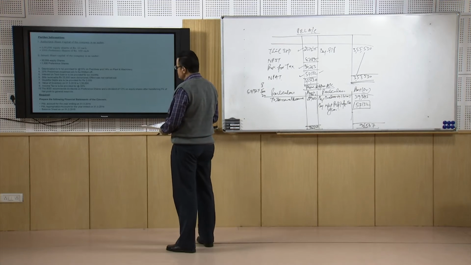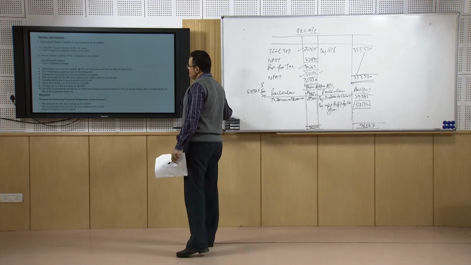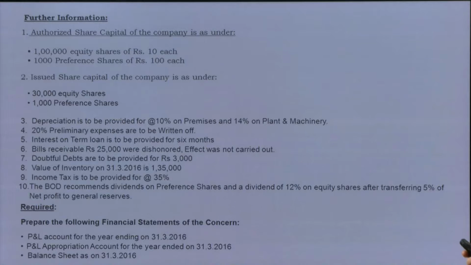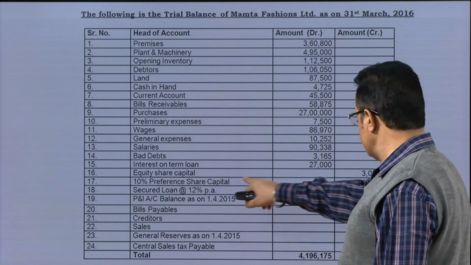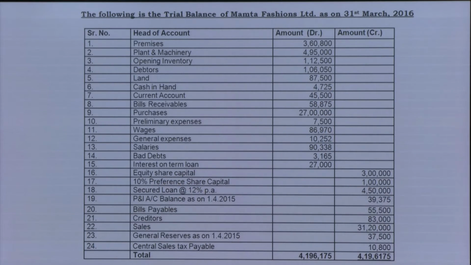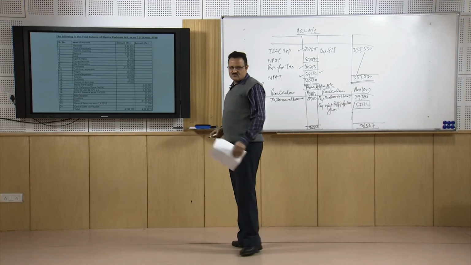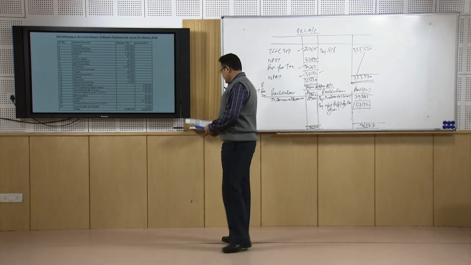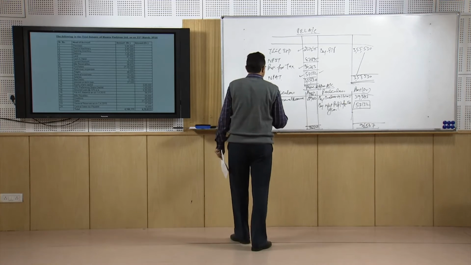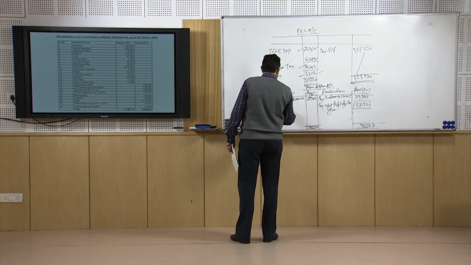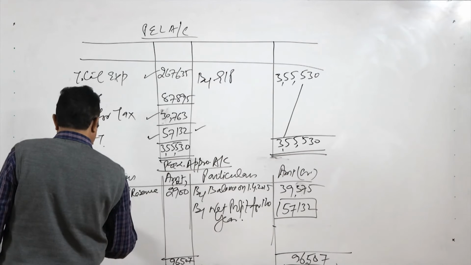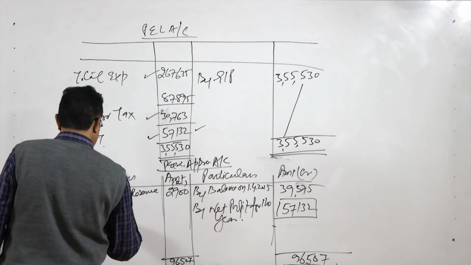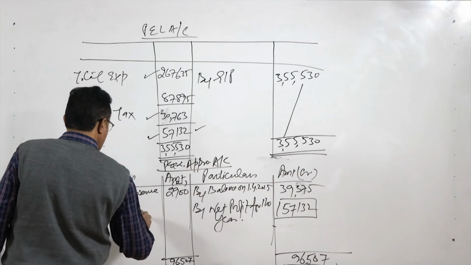So what is the preference shares rate? If you look at the preference capital, it is given to us as 10% preference share capital. So this 10% preference share capital means it is 1 lakh. So 10% of the 1 lakh is 10,000 rupees. Now we have to go for the two dividends. So it is preference first. Preference is 10,000 because it is 10%.